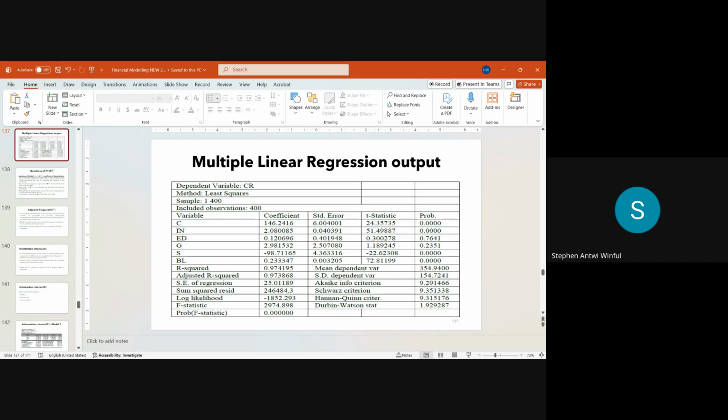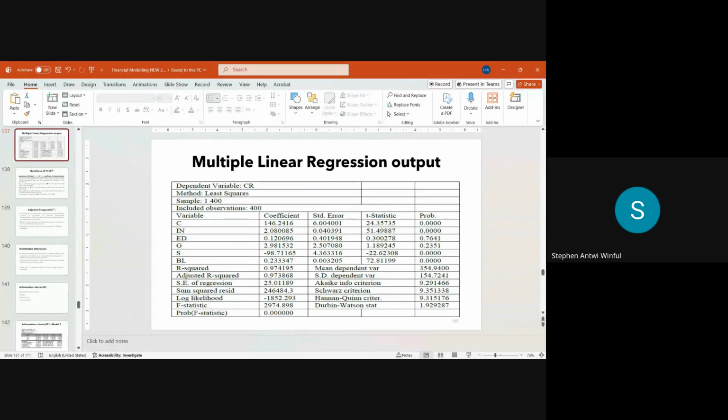Now, in this case, let's check the values here. We start with the intercept, the C constant. C has a coefficient of 1.46 and then an error of 6.004. We said that for it to be significant, the standard error should be less than the estimate. 6.0 is less than 416.2. Are we all seeing? Yes, sir. If you look at IN, we have an estimate of 2.08 and a standard error of 0.04, so it is less. For ED, we have 0.12 as against 0.4. You see, 0.4 is more than 0.12, so education is likely to be insignificant.